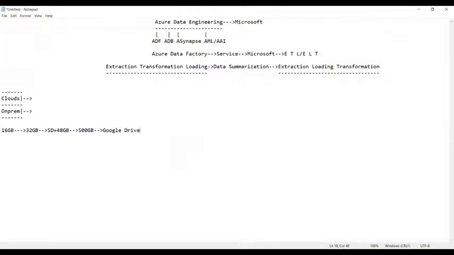In Google Drive, the default memory provided by Google is 15 GB. Whenever you want 500 GB of data to be stored on your Google Drive, we have to buy the storage. Am I right, everyone? So I'll pay something and buy it, and now I can store up to 500 GB of memory.